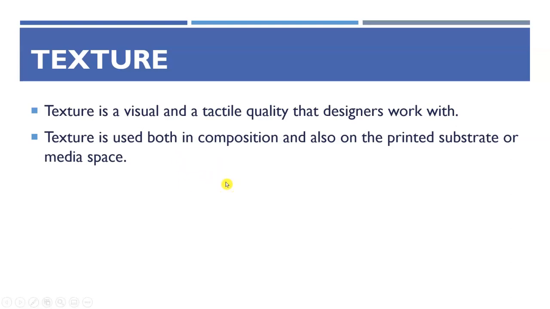So texture is used both in composition and also in printed substrates. So what does that mean? That means that you can maybe print on vinyl, you could print on canvas, you could print on ice gold paper, you could print on linen paper. I'm talking about different paper types that have different textures. Right? So that's where texture is revealed.